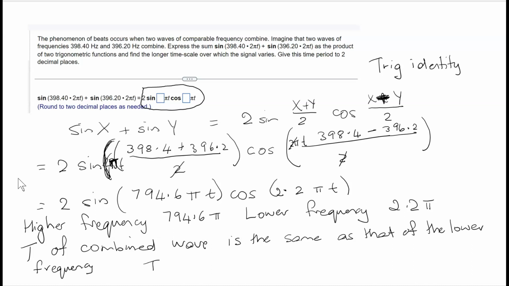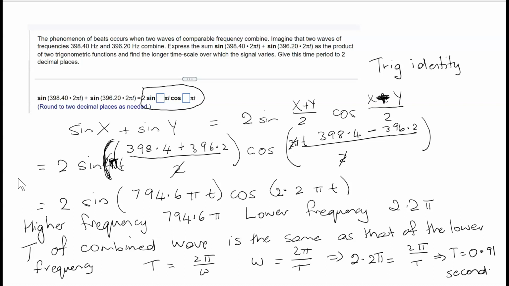So t equals 2 pi over omega. Omega is going to be 2 pi over t by rearranging that. We know that 2.2 pi is omega. So then, by rearranging that, we get that t is equal to 0.91 seconds.